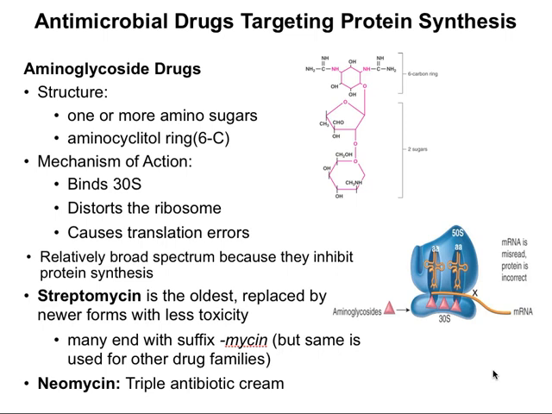Streptomycin is the oldest of the aminoglycoside drugs. It's replaced by newer forms that have much less toxicity. The original form was fairly toxic. Streptomycin is still effective, and it's used in cases where newer forms are not available, like in third world countries. Most of the aminoglycoside drugs end in the suffix mycin. However, this is not really a great way to remember what group they're in because other families use this same ending. Neomycin is another very common aminoglycoside drug. It's used in triple antibiotic creams.